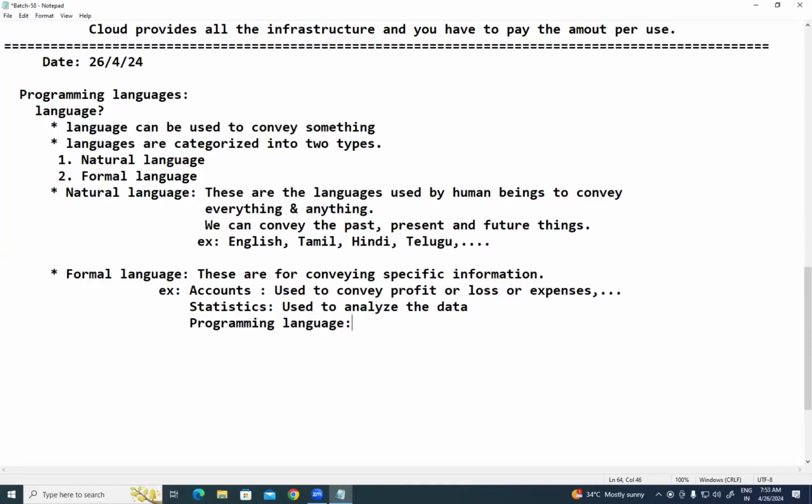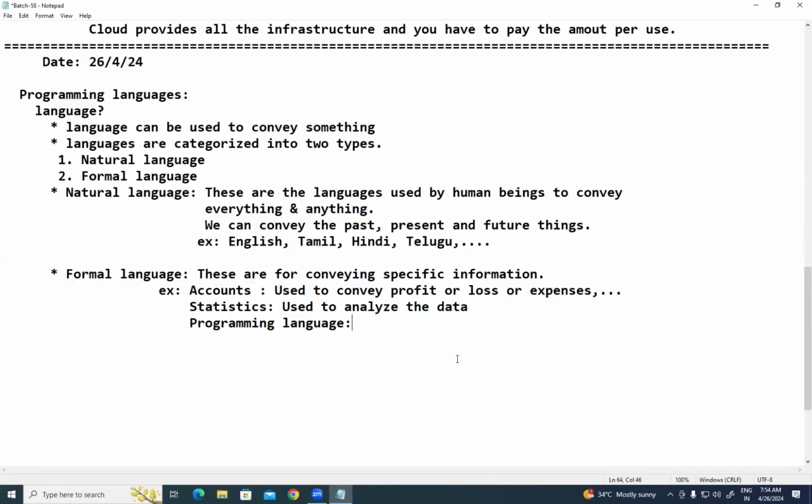Tell me, programming language comes under which category? Formal language. Programming language is also used for specific information. Programming languages are used to give instructions to the computer. Am I right or not? Programming language cannot be used to talk between two human beings.